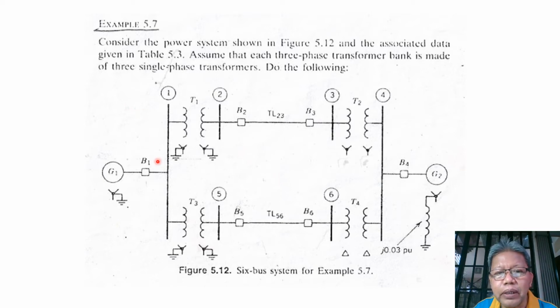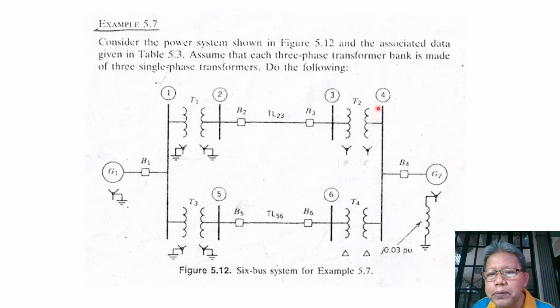Here we have a power network wherein we have generator 1 connected to bus 1, and generator 1 is solidly grounded. From bus 1 to bus 2, we have transformer T1, which is YY connected, both grounded solidly on both sides. Then from bus 2 to bus 3, we have a transmission line, TL23. And from bus 3 to bus 4, we have another transformer, T2, and the connection is YY, not grounded.